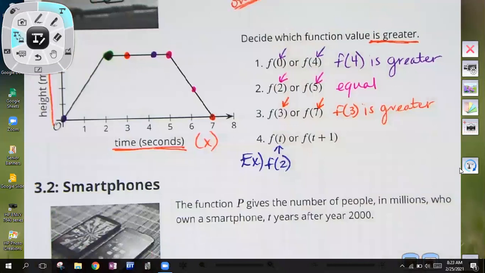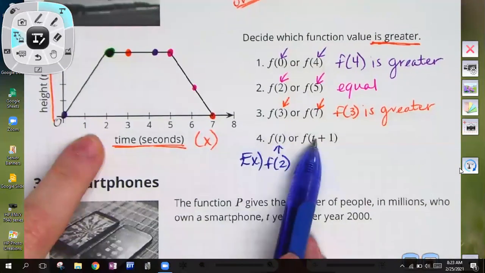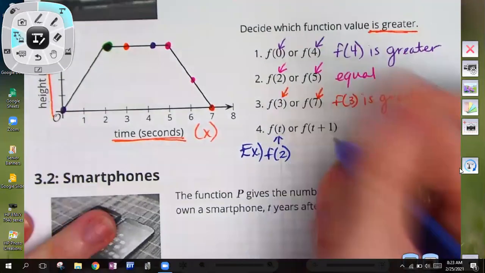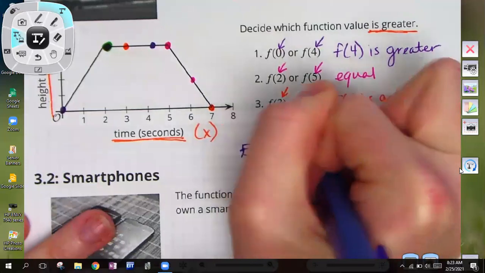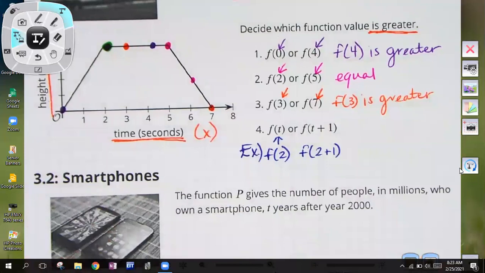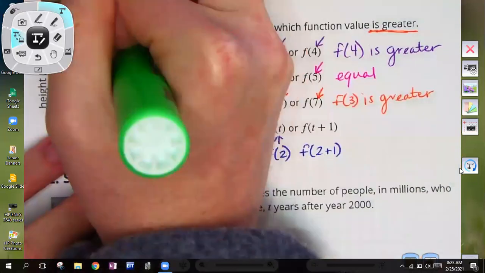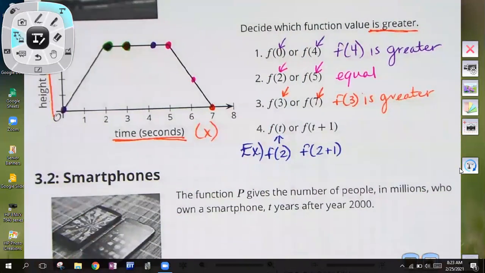All right. So if that T is 2, then this T also has to be 2. So that's going to be F of 2 plus 1, which is what? 3. So F of 3 is going to be this point right here. Is either one of those greater? No, they're equal. But what if I would have chosen a different number for T? What if I would have chosen 0? It could have been different.